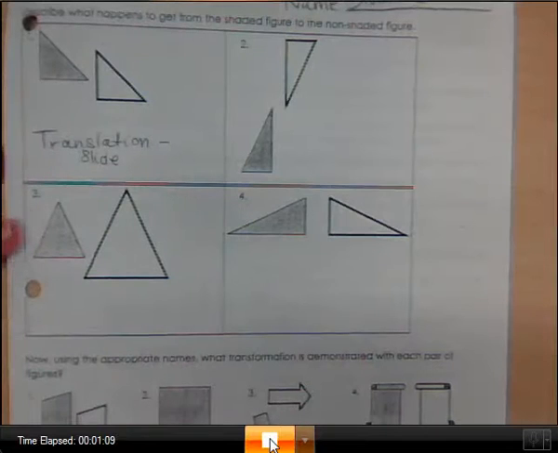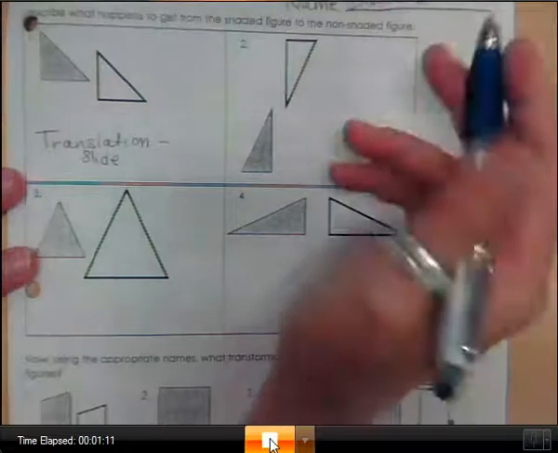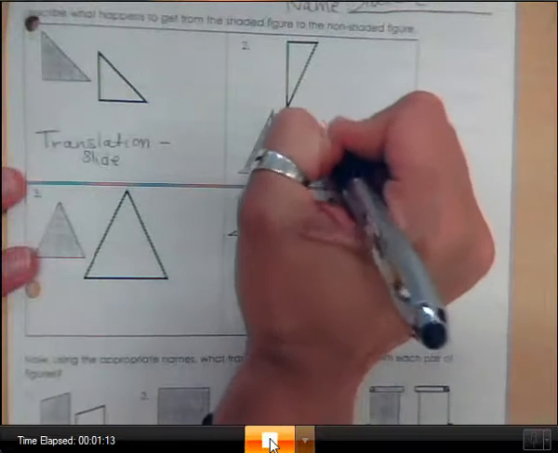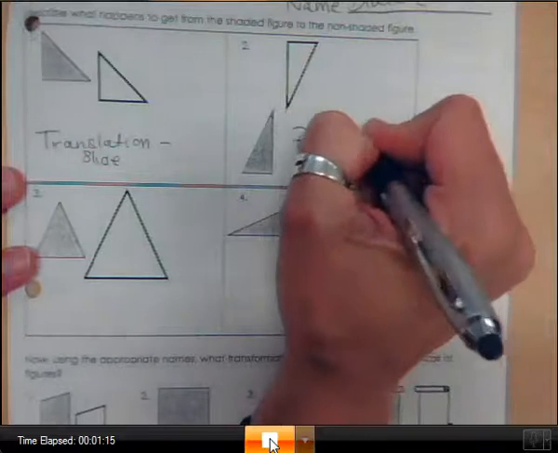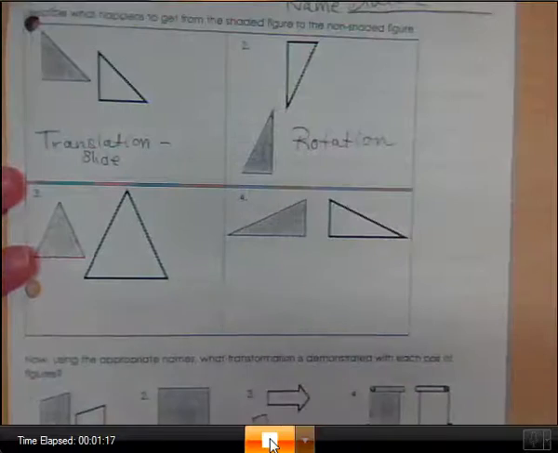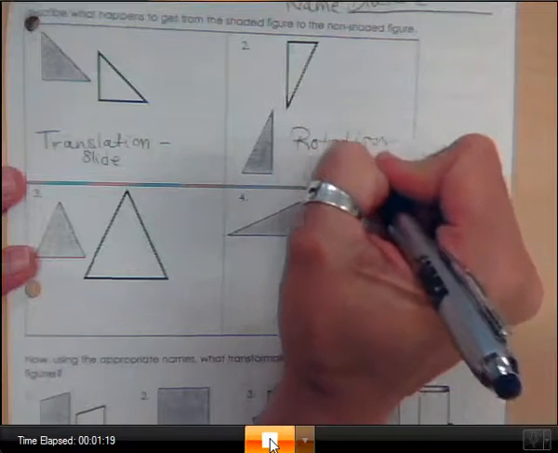What about number 2? What do you guys think? A rotation. Because basically we take that shaded figure and we turn it. So a rotation is like a turn.